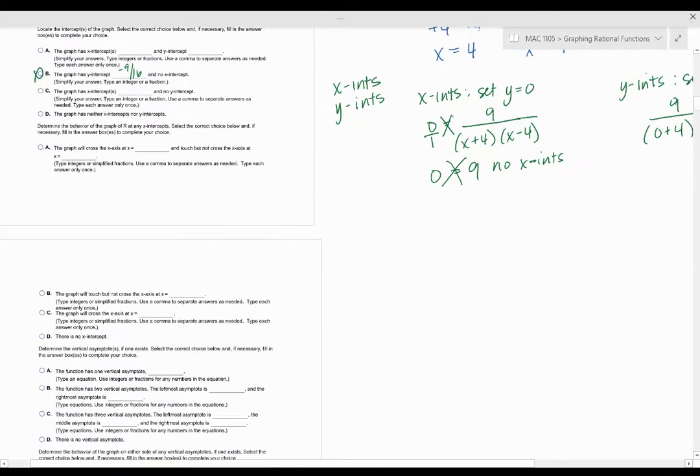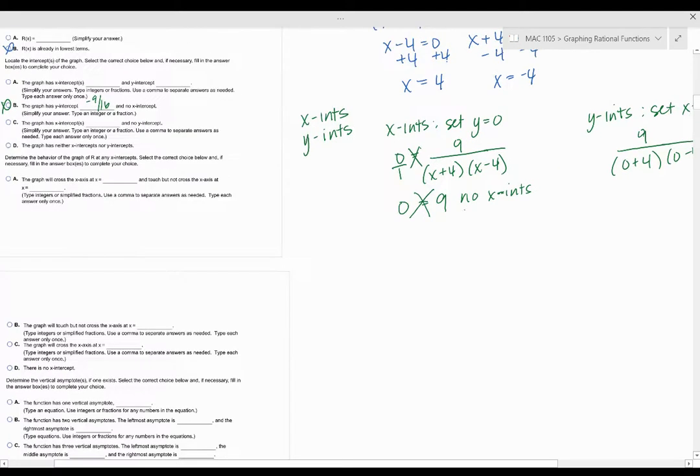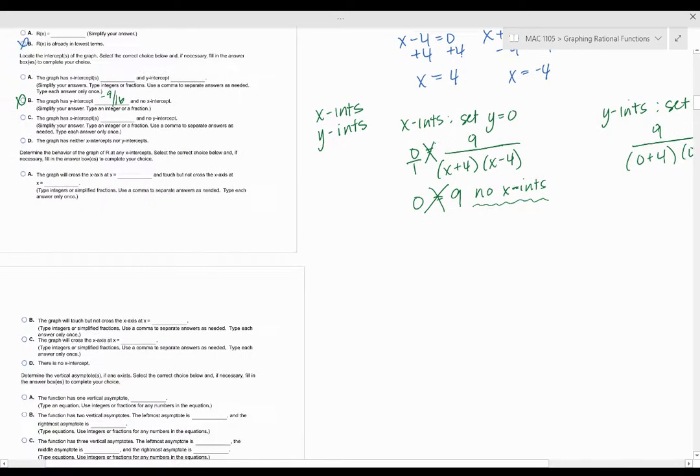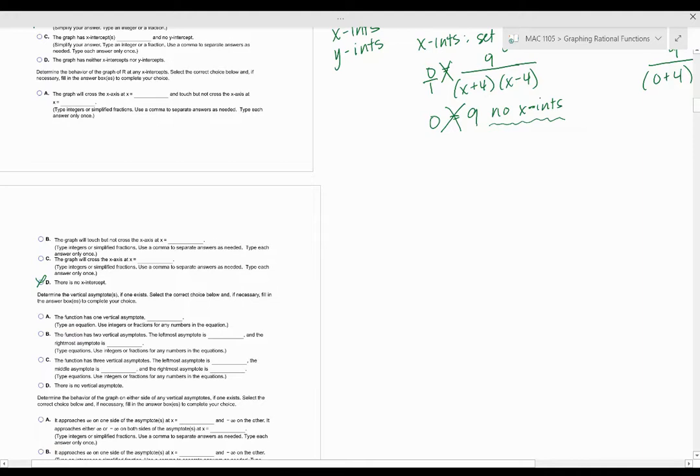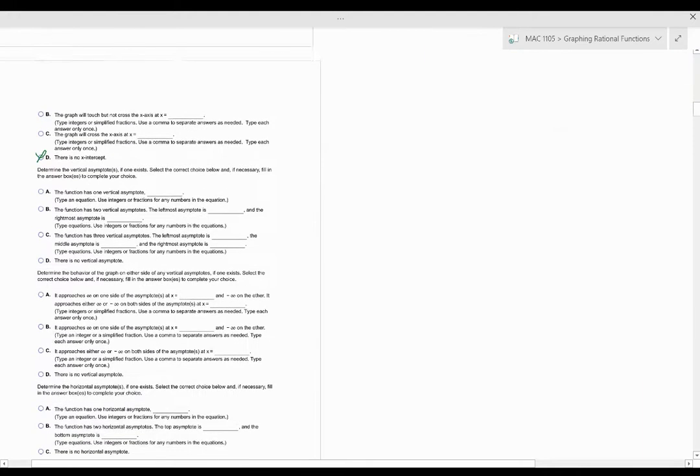All right, the next part says determine the behavior of the graph of R at any x-intercepts. Select the correct choice below, and if necessary, fill in the answer box or boxes to complete your choice. So remember, we had no x-intercepts. We found that up here. So if we don't have any x-intercepts, there can't be any behavior at any x-intercepts. So when we answer that part, we're going to come down here and say, well, there was no x-intercept. So we get to skip that one.